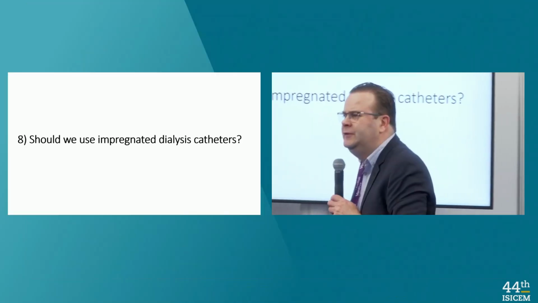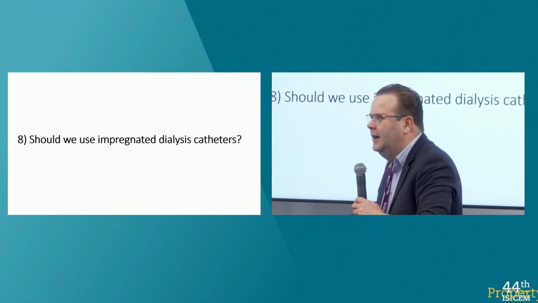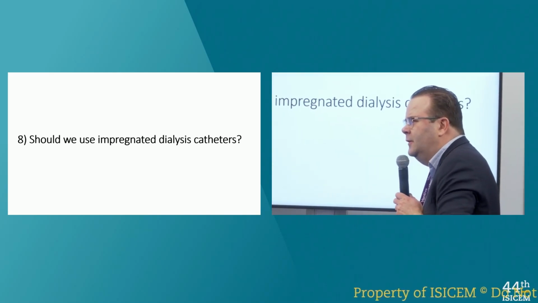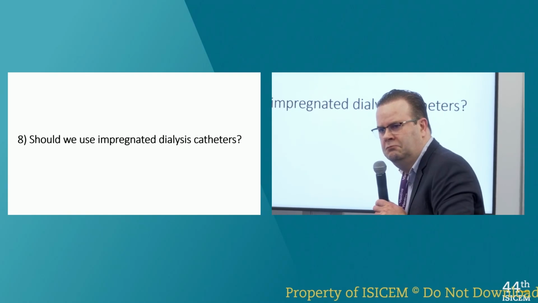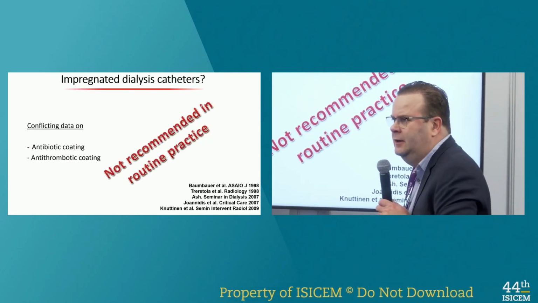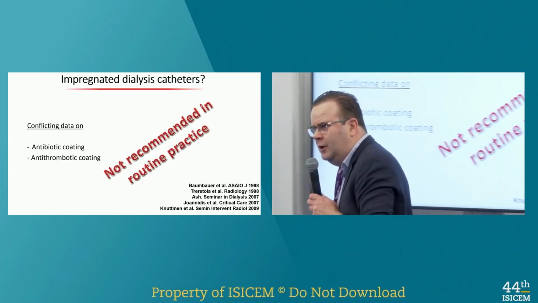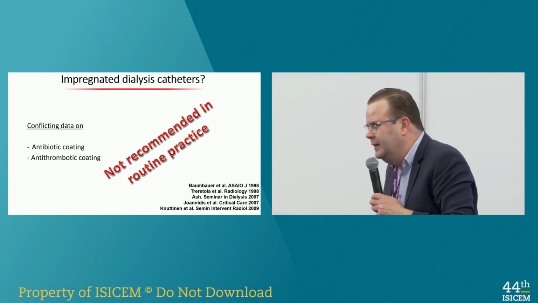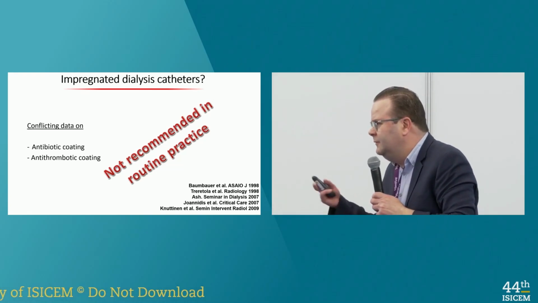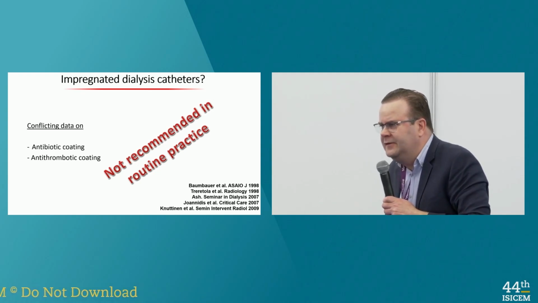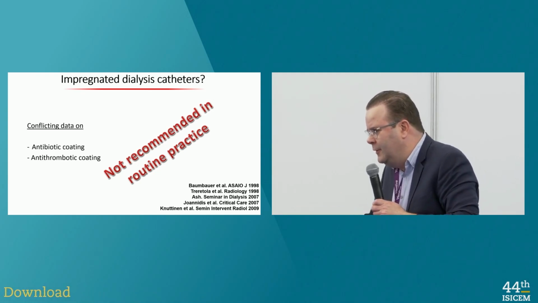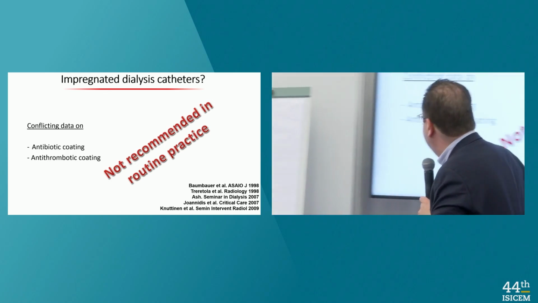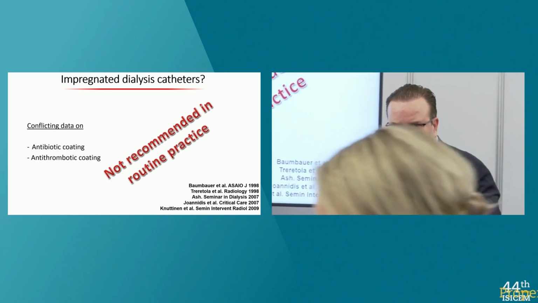Do you use impregnated catheters with anticoagulant or antibiotics on the dialysis catheter in your unit? I don't think it's a good idea. It's not recommended for the ICU. It may be okay in a chronic dialysis field for some specific patients, but in the ICU, the duration of the catheter is not very long, so we don't use impregnated catheters with antibiotics or antithrombotic.